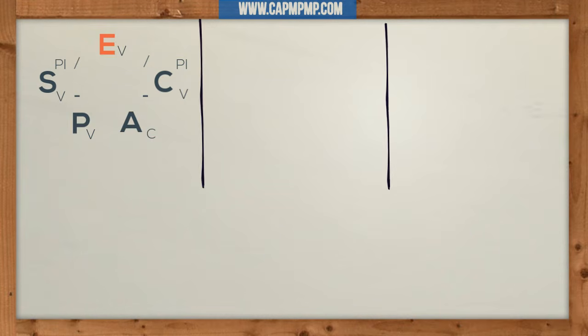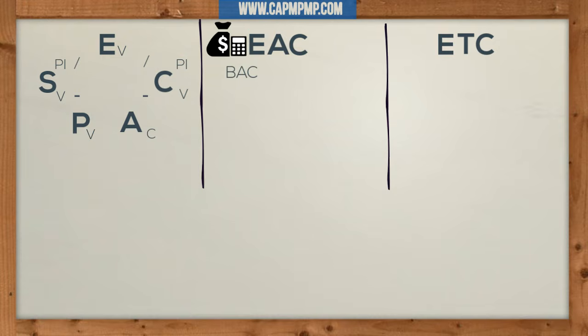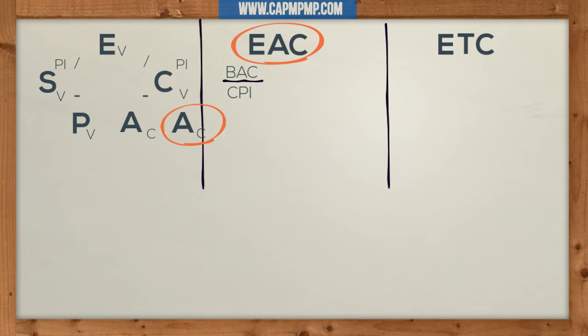The next 2 groups of formulas start with E, estimate at completion and estimate to complete. The most common way to find the estimate at completion is to divide budget at completion by the cost performance index, which you see here on the left. Depending on the test question and the data you're given, you may have to calculate the estimate at completion using other formulas based on the actual cost. That is here on the left.